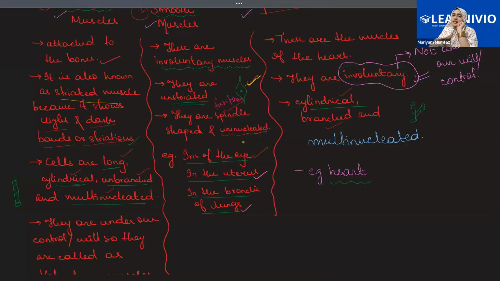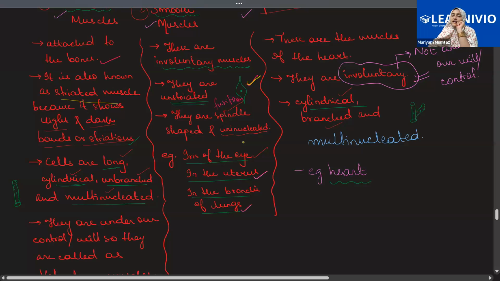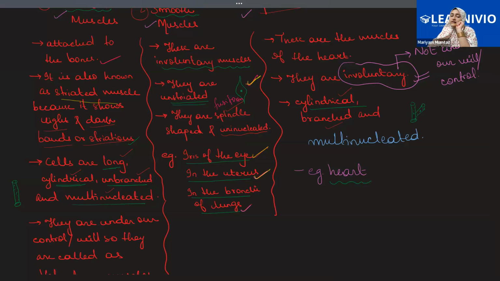Now, where are all of these muscles present in our body? They are present in the iris of the eye, in the uterus of the females, and in the bronchi of the lungs. So these are the places that are not under your control at all. In those places, these muscles will be present.